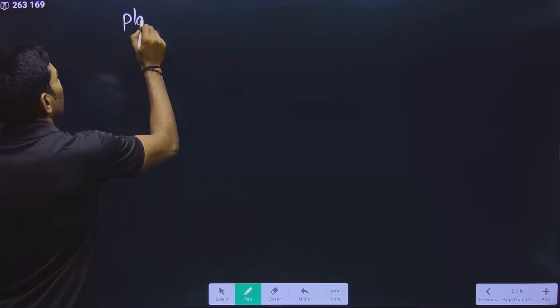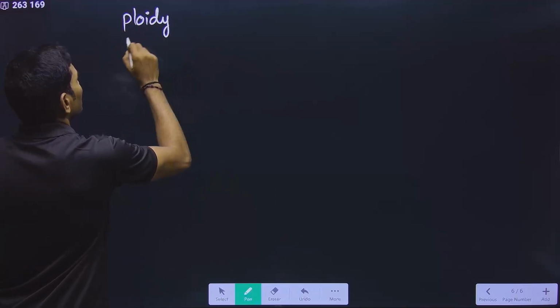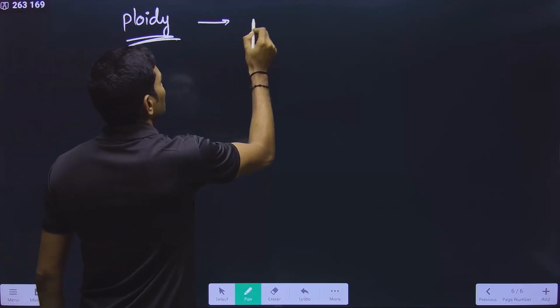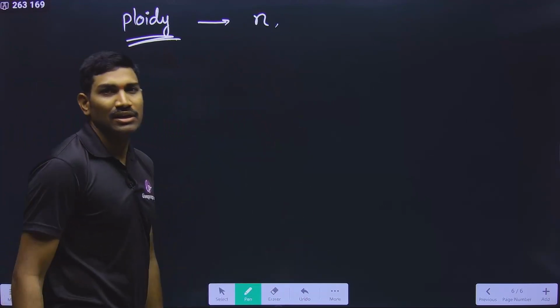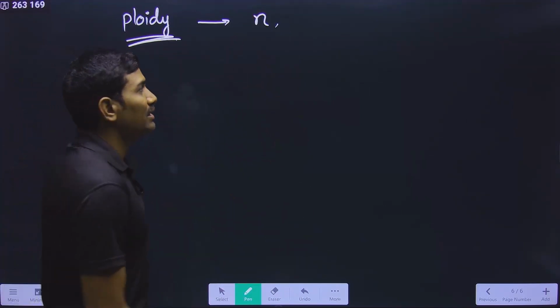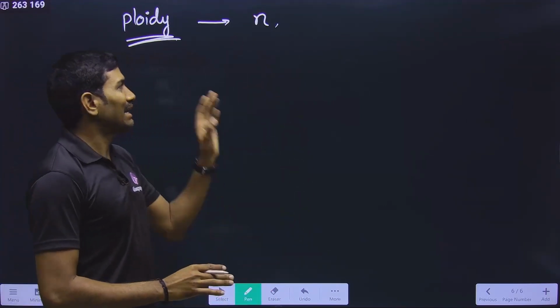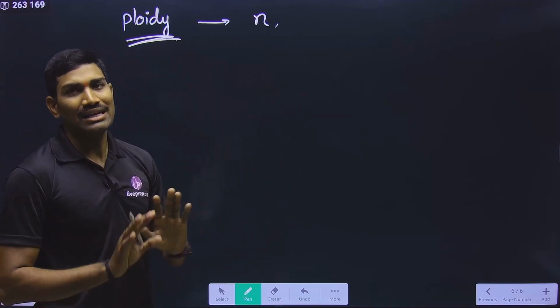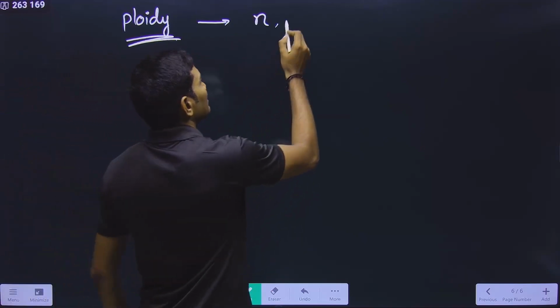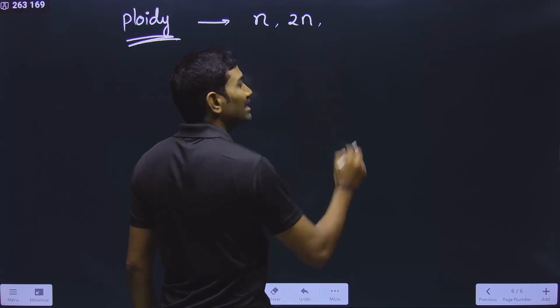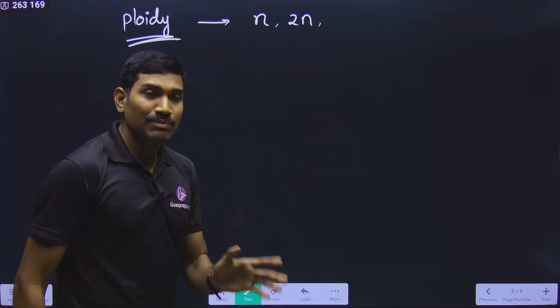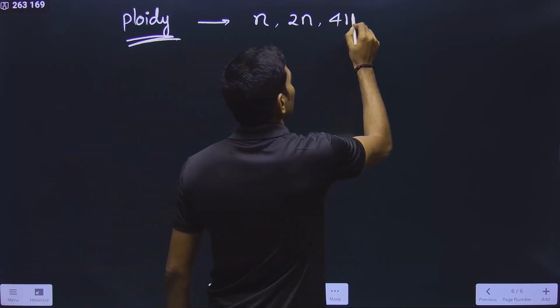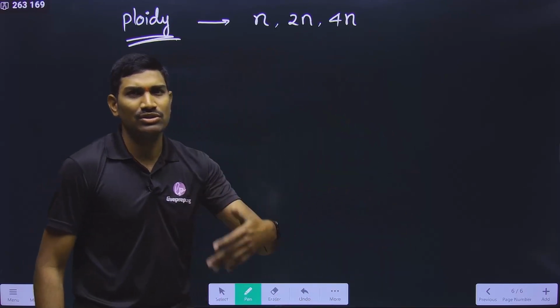First, we will talk about the ploidy. What is this ploidy actually? Ploidy generally we represent with small n. N means it is haploid. I have given this explanation clearly in the regular lecture, so I am directly going with the revision. N is haploid, 2N is diploid, 3N is triploid, and 4N is tetraploid. Likewise, we are using the names.